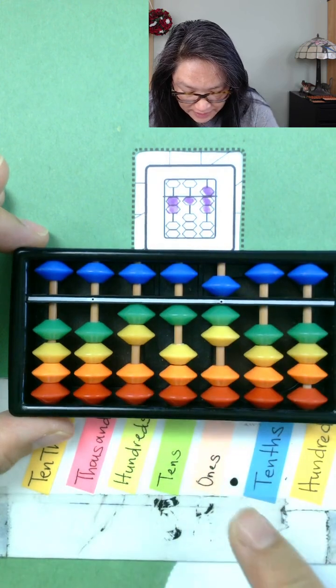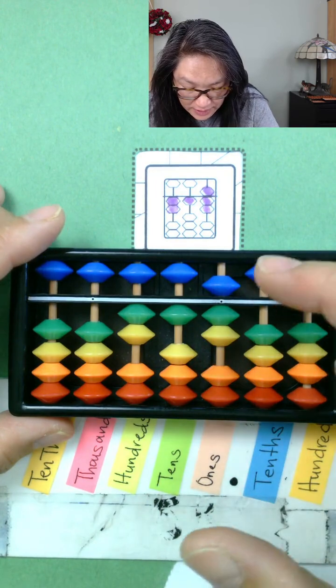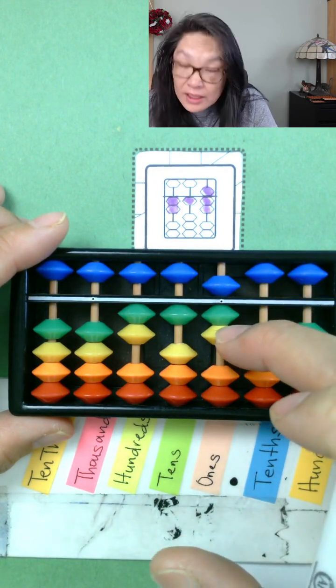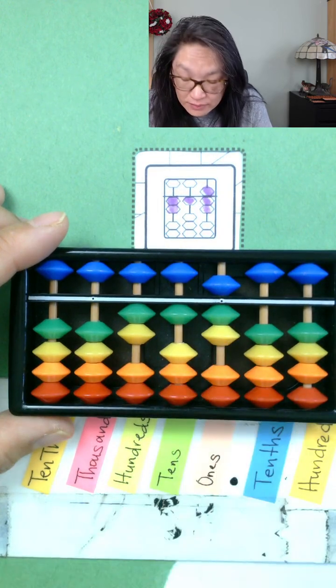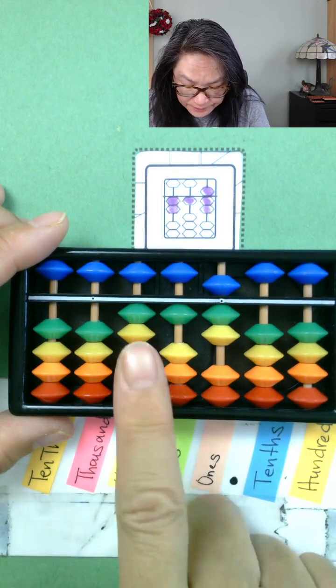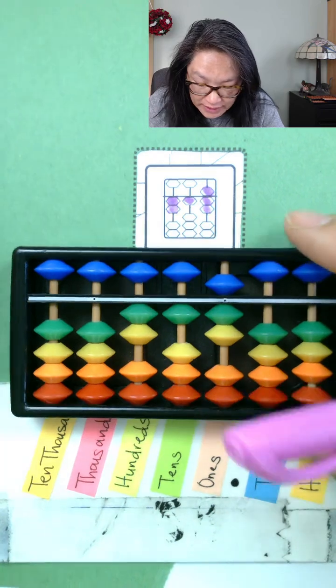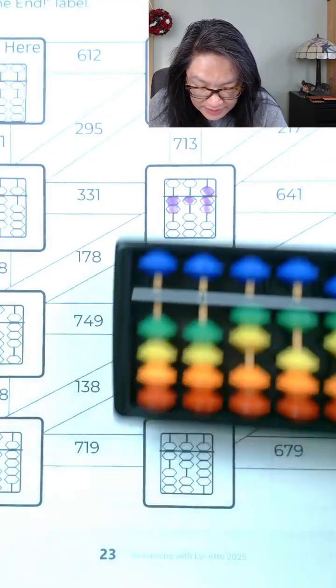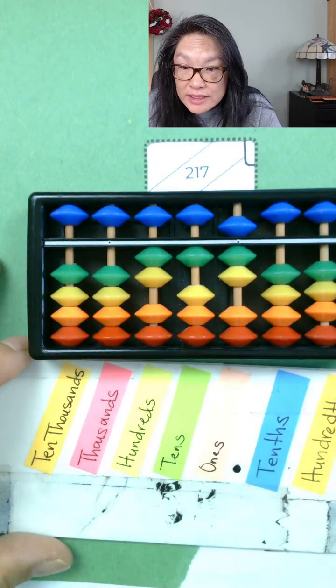Now how do we read this? This is the ones, the tens, the hundreds. So when we're looking, this is the ones, this is 7, and then this is 1. So this is 10, this is 17. When we put it together with the hundreds, now we have 217. My number is 217. So that's what it looks like.